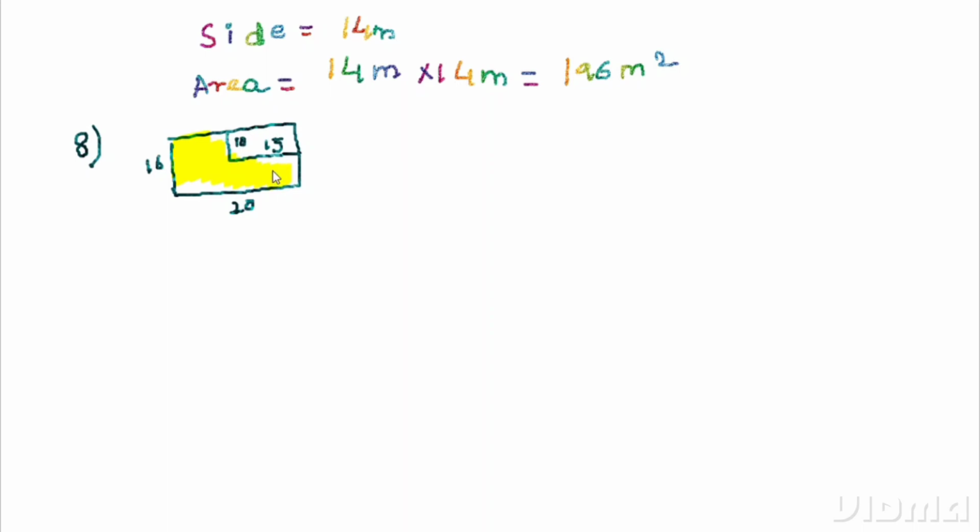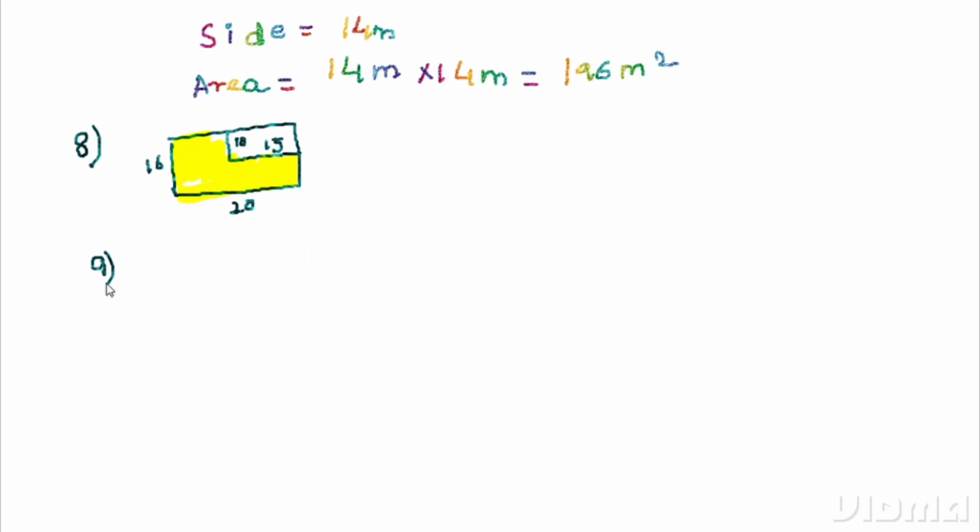So what you have to do? You have to find the area of the bigger rectangle minus the area of the smaller rectangle. That will give you the area of the shaded region. This question is very simple because all are similar to that. Everything you have to find is the same thing. So now let's move on to the 9th question.